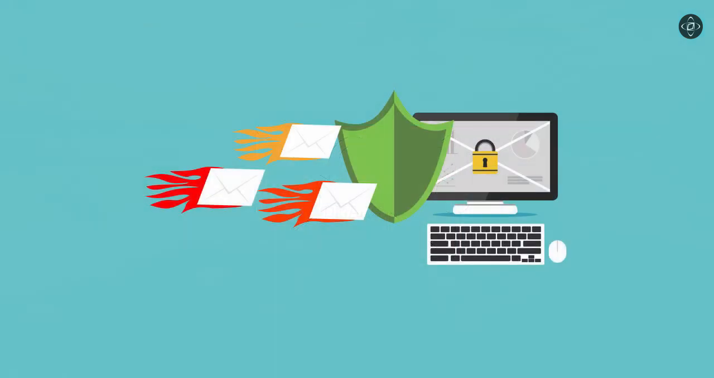Next one is the DKIM record. DKIM record is the domain keys identified mail. It is an email authentication protocol that allows the senders to digitally sign their email messages to verify.